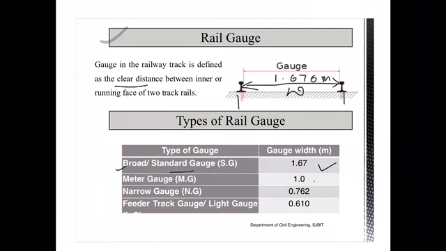Next we have the narrow gauge with a gauge width of 0.762, and the last one is the feeder track or light gauge with a width of 0.610. Combining these together, we call it the narrow gauge only, with a width range of 0.762 to 0.610. You have to choose between the various types of railway gauge.